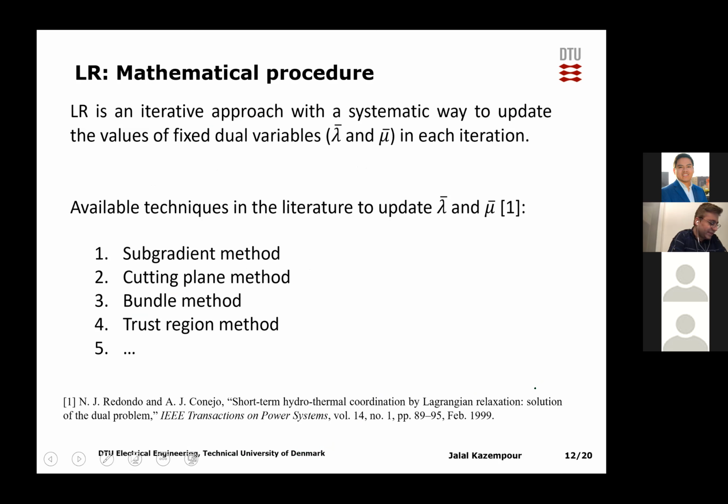Okay, how to do that? We have different techniques to update lambda bar and mu bar over iterations. You can read this very nice paper from 1999. There are different techniques for how to update lambda bar and mu bar, like subgradient methods, cutting plane, bundle method, and trust region methods. In this paper, there is a very nice comparison of their performance.